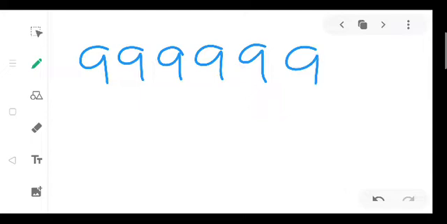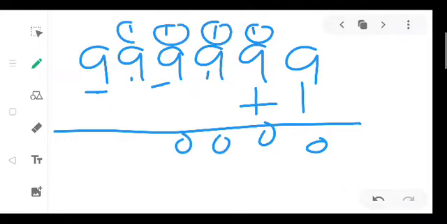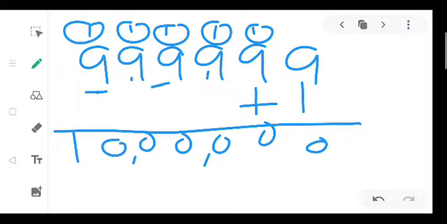Greatest 6-digit number is 6 times 9. And how can you read it? 9,99,999. And if we add 1 in this, we will get 10,00,000. Mark the period. We will get a 7-digit number.